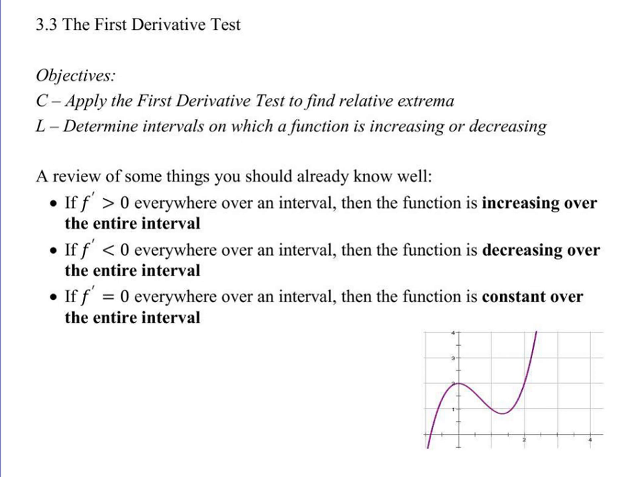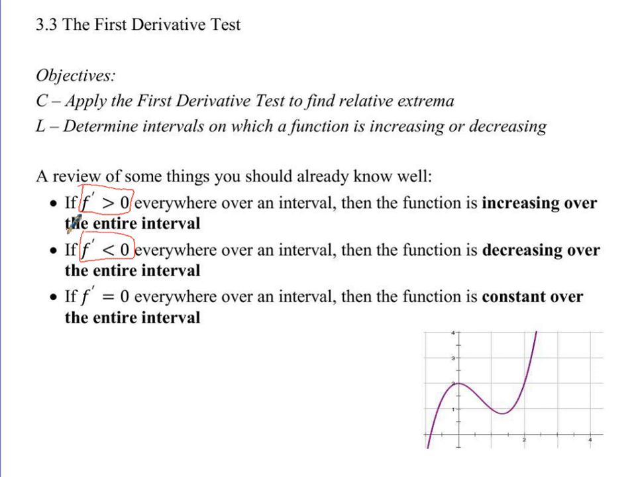So a review of the things that we need to know, like instantly. If the derivative f prime is greater than 0 everywhere on some interval, I'm not talking about for all time, I'm talking about just over an interval, then that means that the function is increasing over that interval. Because this means that the slope of the function currently is positive. And if the slope is positive, then the function must be increasing. Okay?